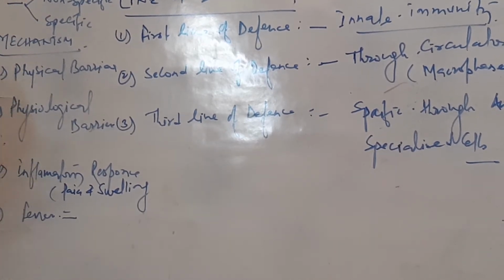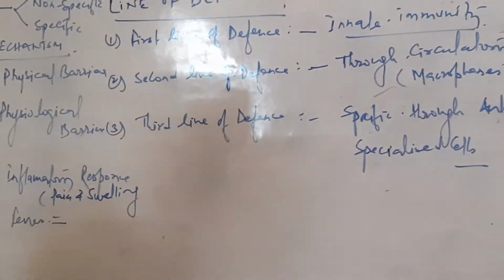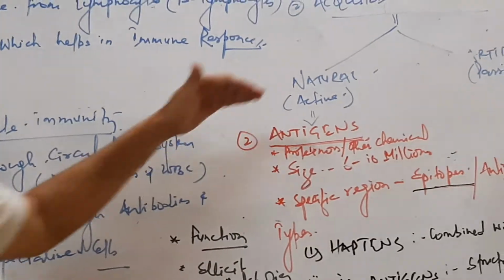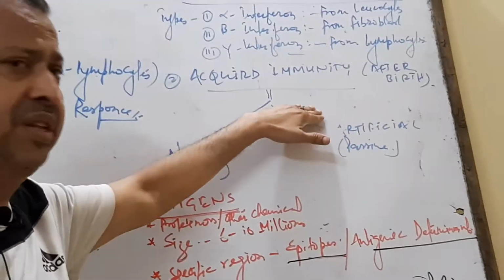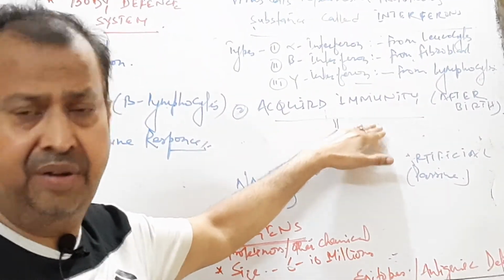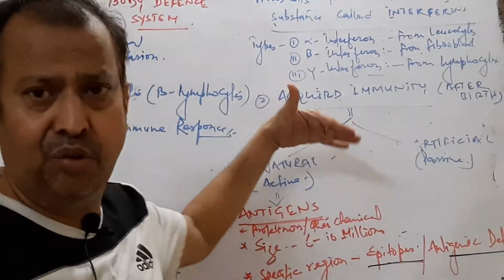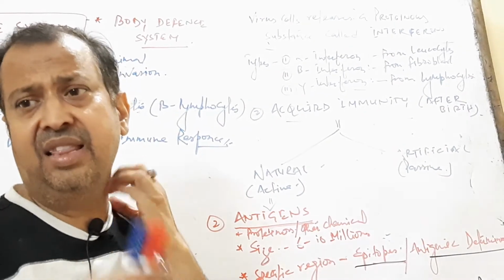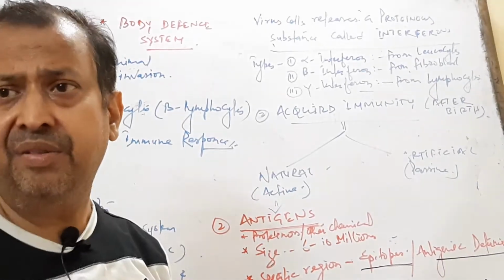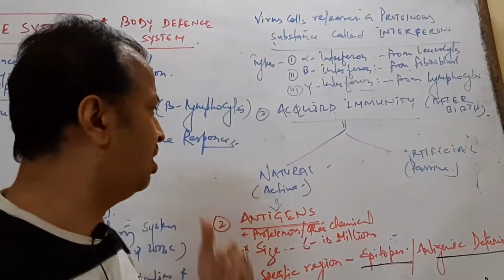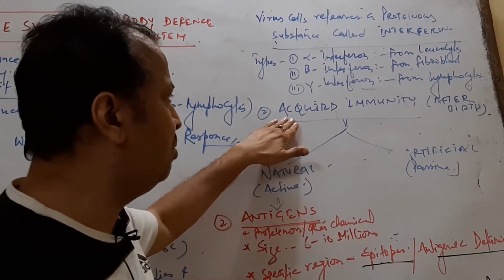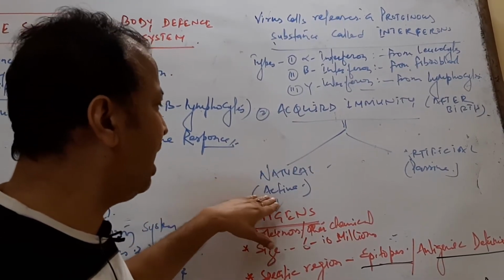Now we come to acquired immunity. What is acquired immunity? Acquired immunity develops after birth. When immunity develops after birth, it is called acquired immunity. When microbes come inside the body, antibodies are produced or some preventive substance acts on the pathogen. Acquired immunity may be active or passive.